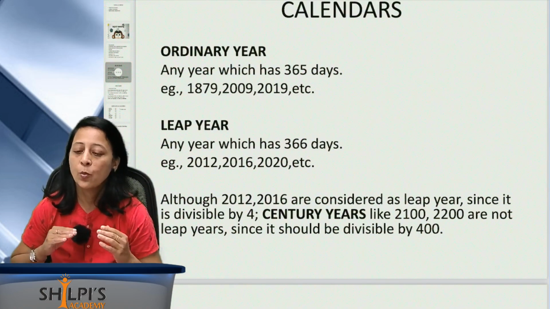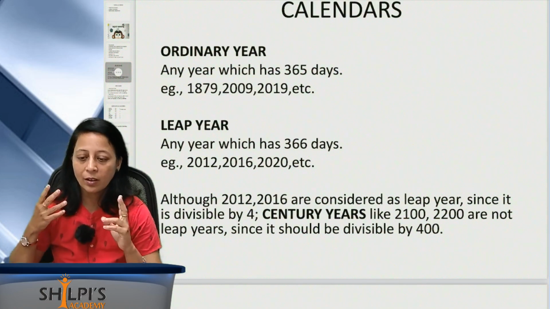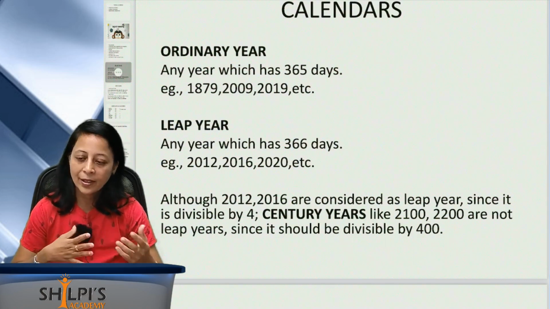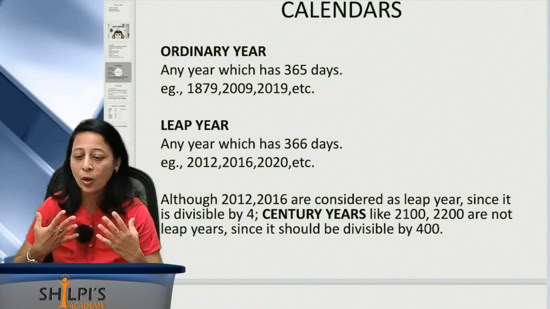So whatever we are calling here, it is not the years like 2012, 16, 20, 24 or 28, which are going to be the upcoming years. They are all called leap years.